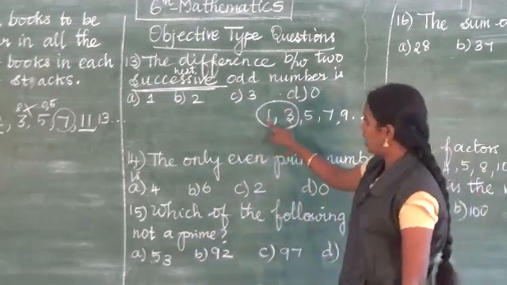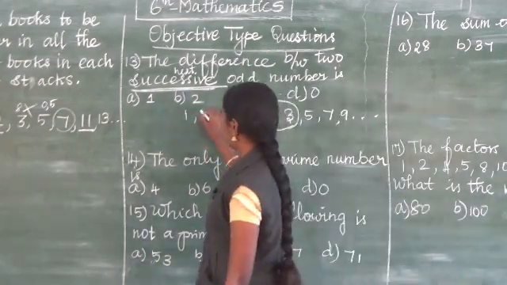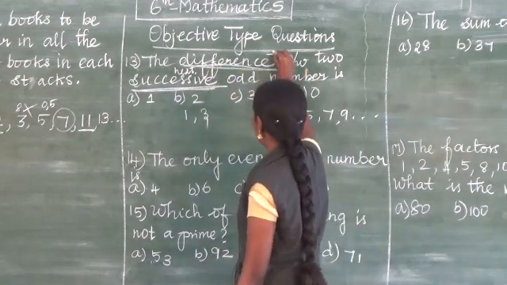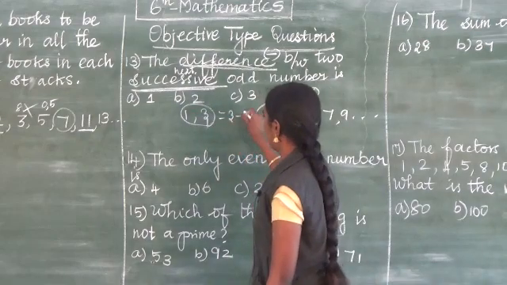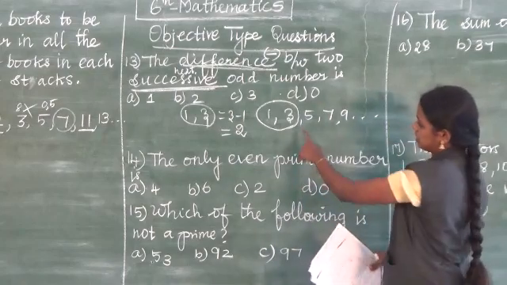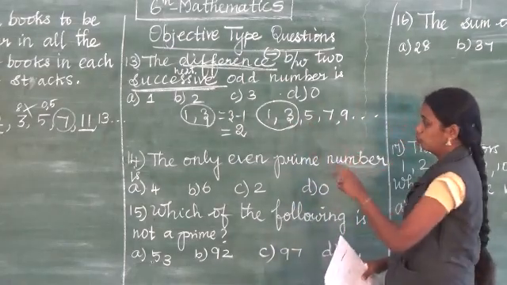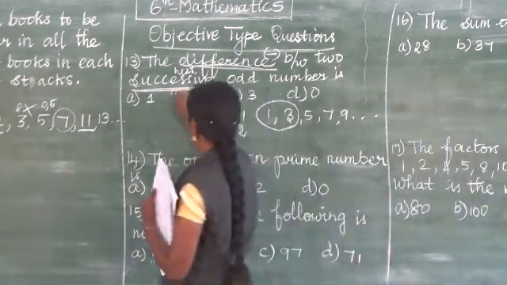After 1, the next odd number is 3. So I am taking 1 and 3 for example. The difference, which means subtraction, so subtract the two numbers. 3 minus 1 is 2. You can take any two odd numbers. For example, if you take 3 and 5 and subtract, the difference will be 2. 5 and 7, the difference will be 2. So the answer is option B.